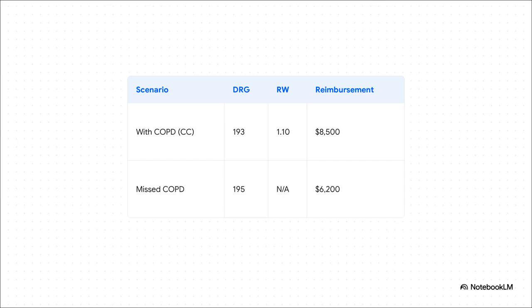But what if that COPD code is missed? It triggers a DRG downgrade that literally costs the hospital $2,300 in lost revenue for that one single stay. That is the true financial power of accurate coding.